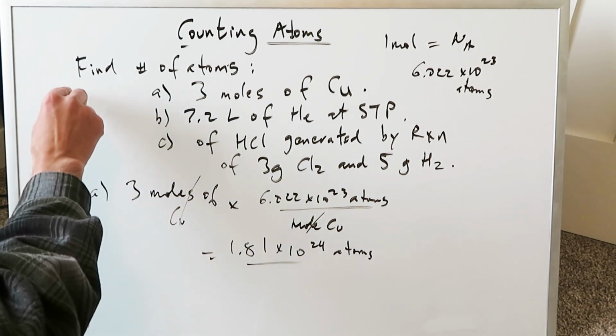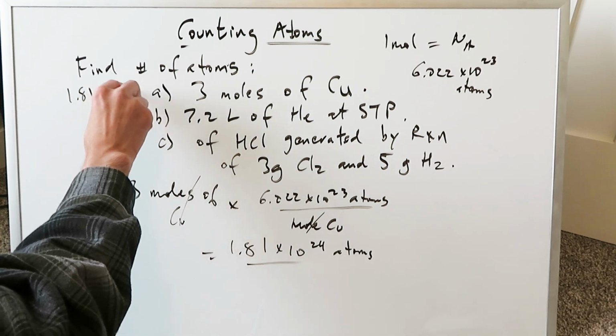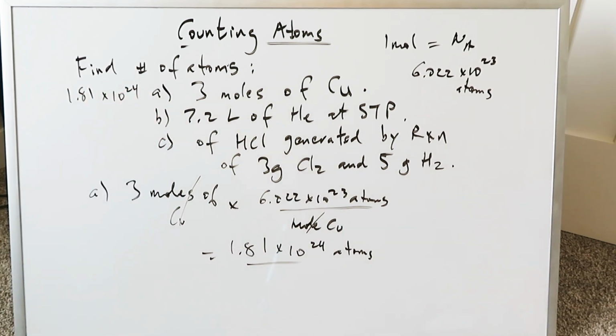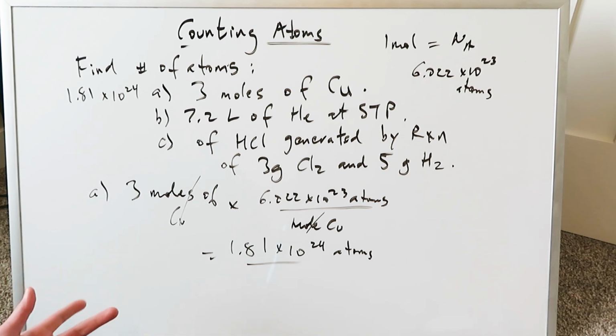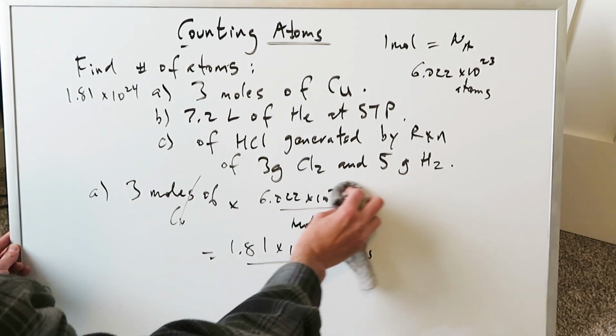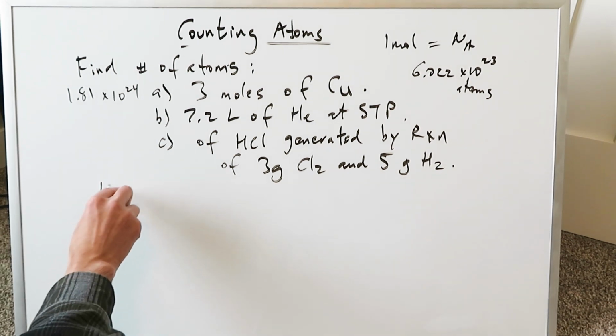If you think about it, it wasn't too hard. 1.81 times 10 to the 24. That's the answer for question A. So you have to individually in each instance always determine the moles of that specific item, then you use that factor, each mole having 6.02 times 10 to the 23 atoms of that particular item, and then you go from there. How about question B?